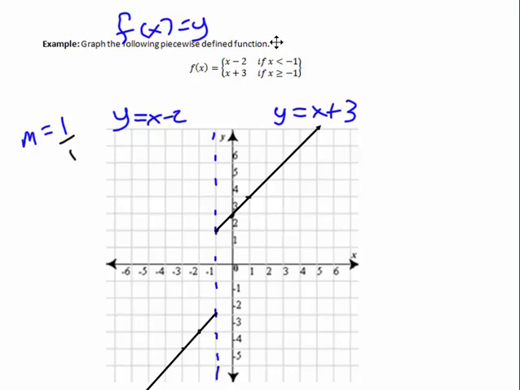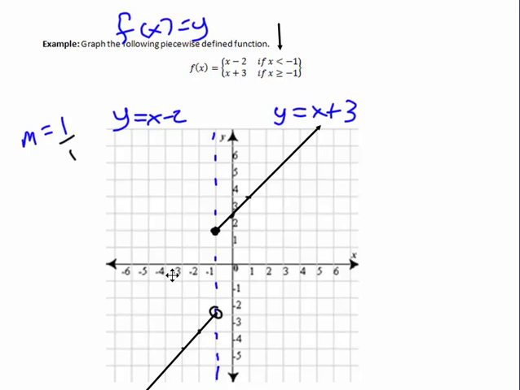And that brings my attention to these guys right here. Since this is less than, not less than or equal to, this is less than, I'm going to have an open circle for this one. And since this is greater than or equal to for x plus 3, then I'm going to have a closed circle here. I'm going to close the dot right here. And it's important that we establish that, my open and closed circles.